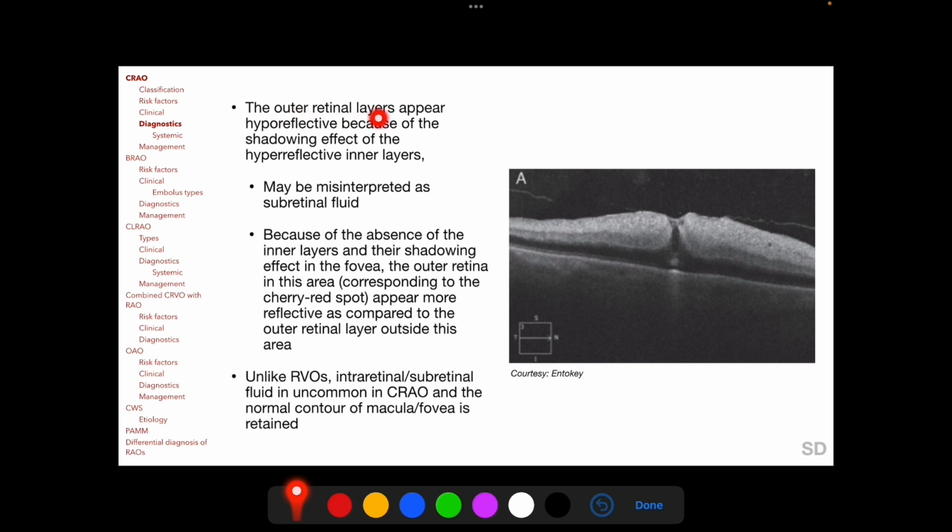The outer retinal layers appear hyporeflective as seen here in this OCT image because of the shadowing effect of the hyperreflective inner retinal layers, and this hyporeflectivity may be misinterpreted as subretinal fluid. Because of the absence of the inner retinal layers and their shadowing effect in the foveal region, the outer retina in this region appears more reflective as compared to the portion of the outer retinal layer outside this region. Intraretinal and subretinal fluid is uncommon in CRAO, and the normal contour of the macular fovea is retained as we see here in this OCT image.